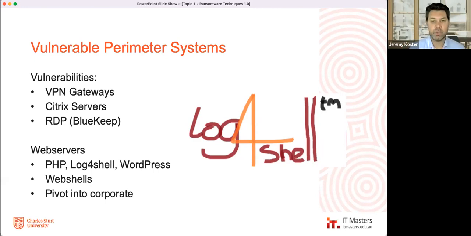So the ransomware attacker is outside. They're looking for a way to get onto a perimeter system and then pivot into the corporate environment. And that is the sweet spot. And we'll be going through over the next couple of weeks what happens once they get into that sweet spot and why that is possible these days.